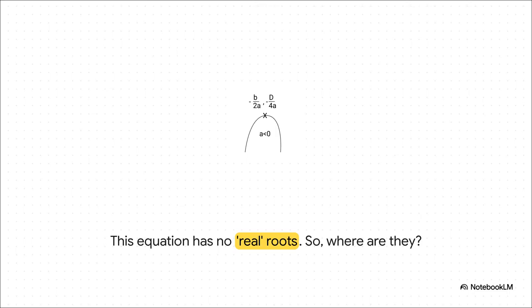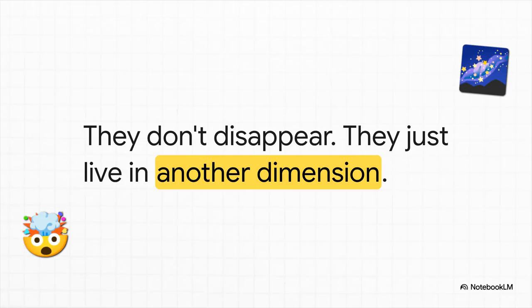Okay, so take a look at this. It's a pretty simple quadratic equation, and its graph is this nice U-shape, a parabola. But notice something. It never actually touches the x-axis. Now, in school, we're told this means there are no real solutions. But does that make sense? Do the answers just disappear, vanish into thin air? Nope, they didn't vanish at all.